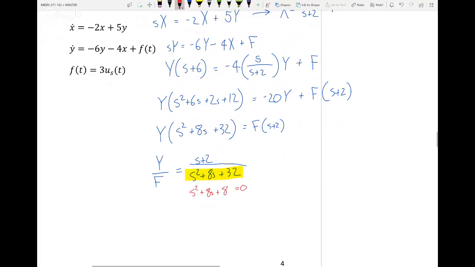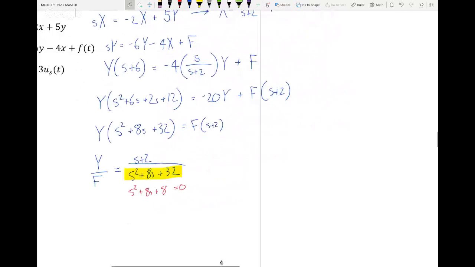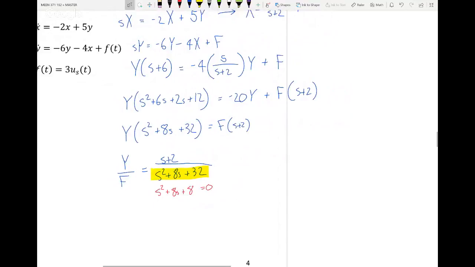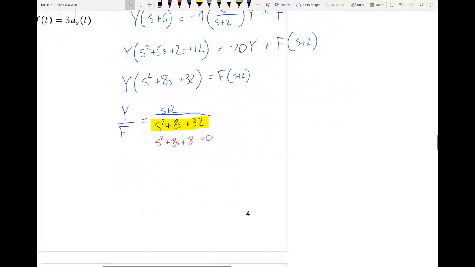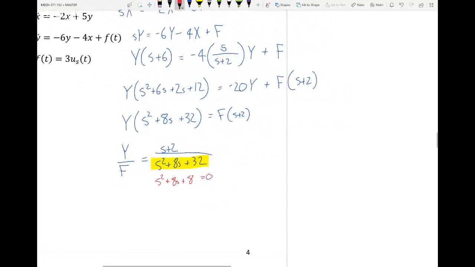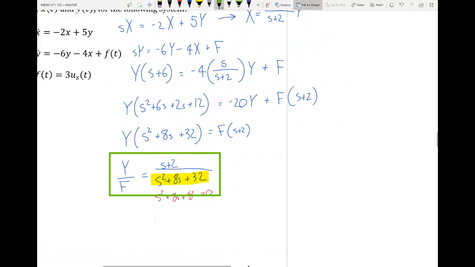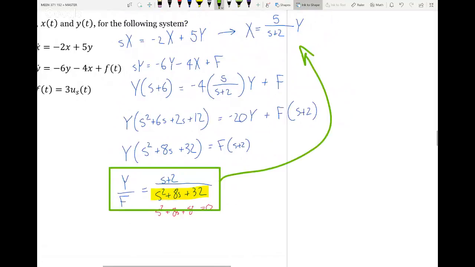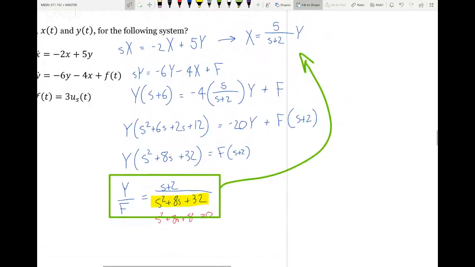Let me show you why I did change that question though, from solving the full response. Okay. So this is our y. Let's see. Okay, that is our y over f transfer function. Okay, and if we take this and plug that back into there, then that will give us our x over f transfer function.